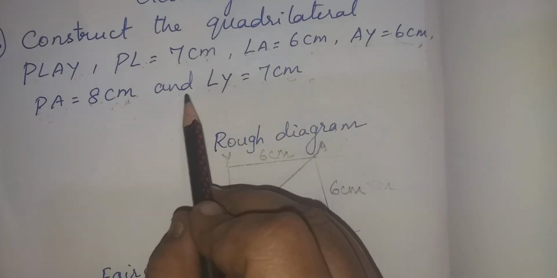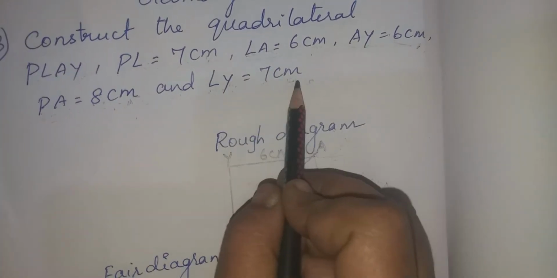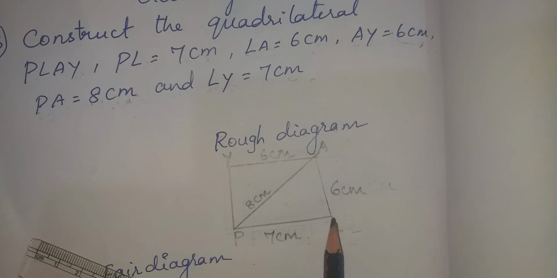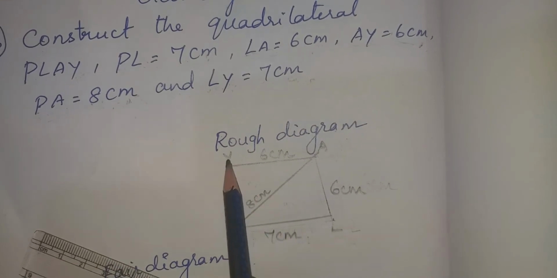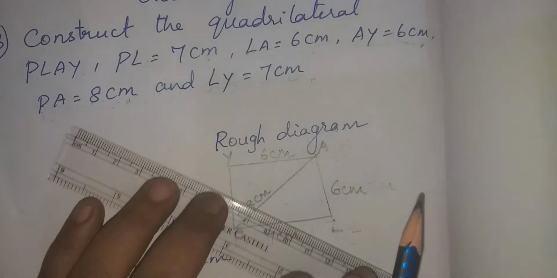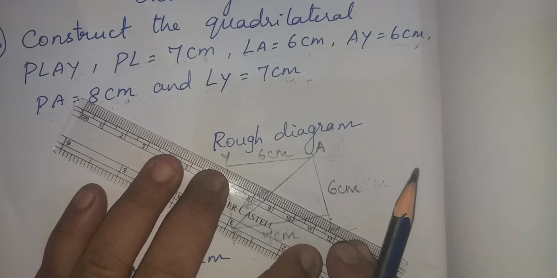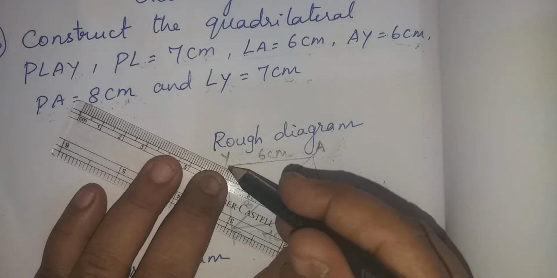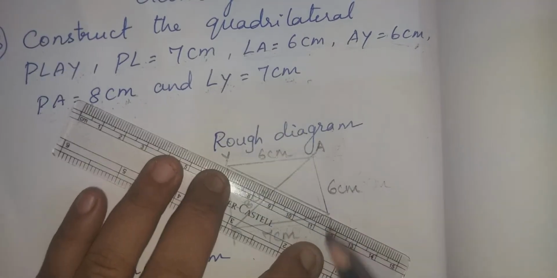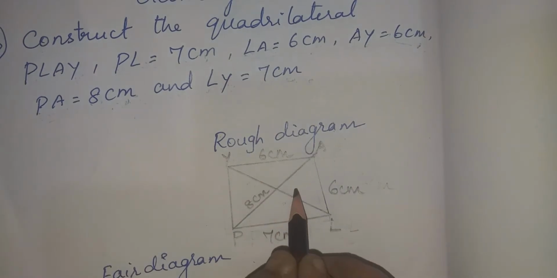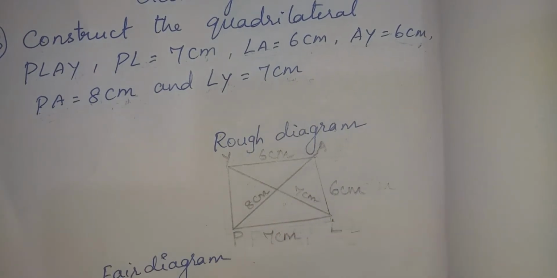Now the next measurement is given, LY is given 7 centimeter. Now you can see here L and Y. So let us join these 2 points. This is another diagonal. Let us join this. The measure of this diagonal is given 7 centimeter.